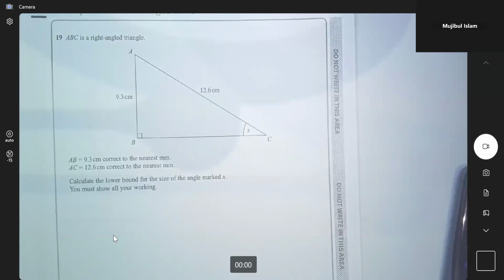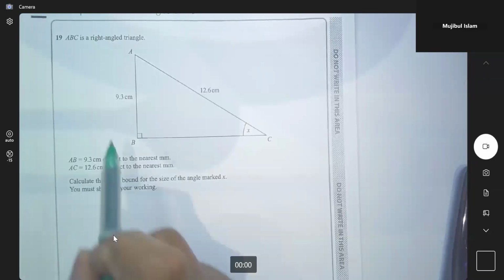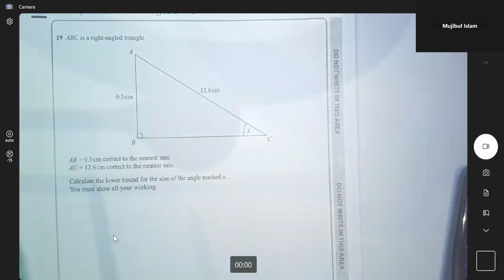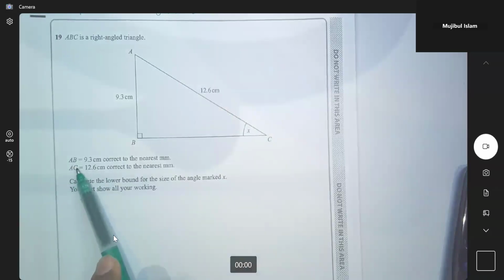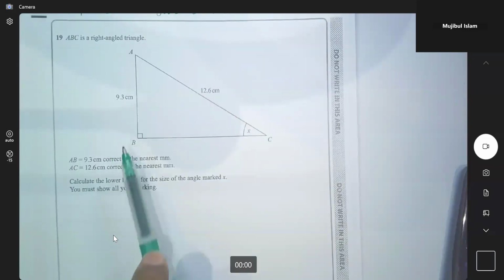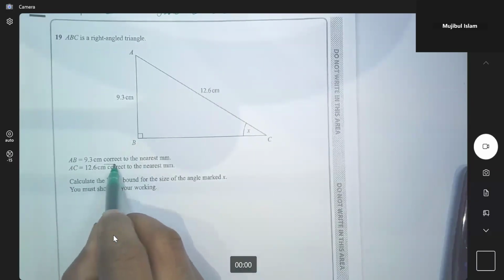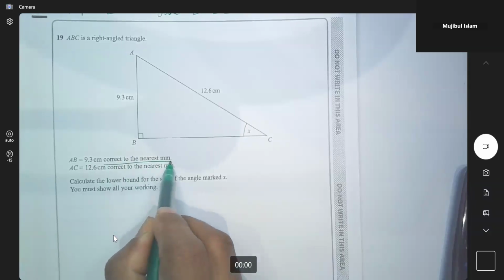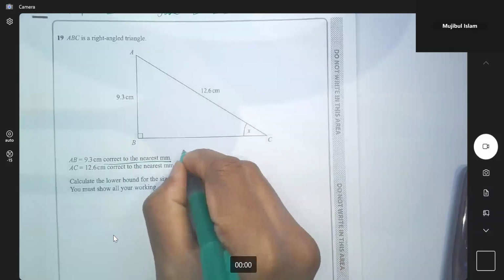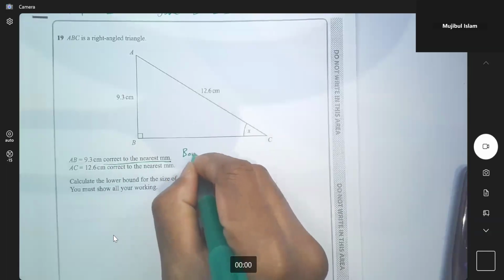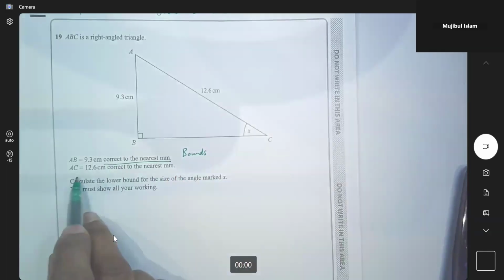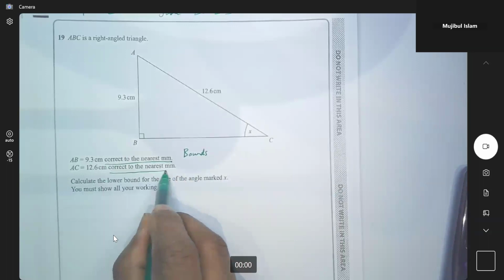Okay, I'm going to make a start on this question because it can be quite long and so people might be making mistakes. So what do we have here? We have ABC is a right angle triangle, which we can see here. AB is 9.3, which we've got there. It says correct to the nearest millimeter. And when you read words like that, we are thinking of bounds. Okay, 12.6, correct to the nearest millimeter.